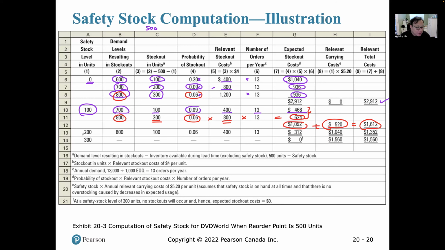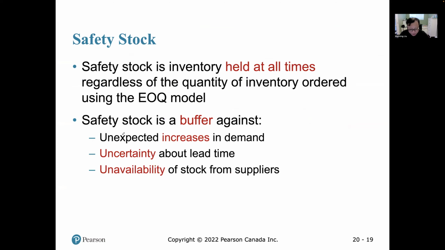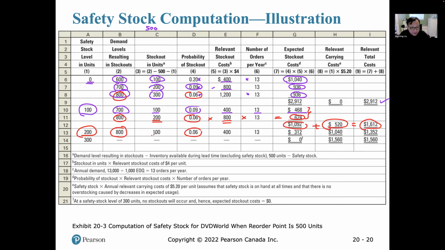Now you increase your safety stock level to 200. So you used to have 500, and you plus a buffer 200. Together you have 700. So even if sales demand reaches 700, you are fine. But they are not fine when you reach 800. So 6% chance you reach 800. You need an additional stock out 100 times $4, 400, 6% chance times 13 orders. So you get 312.